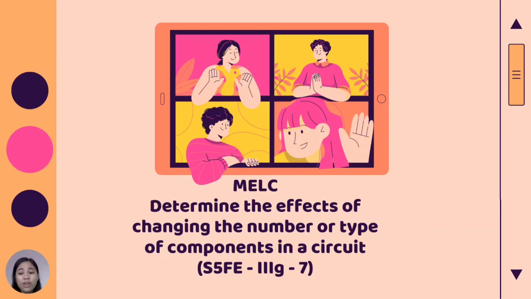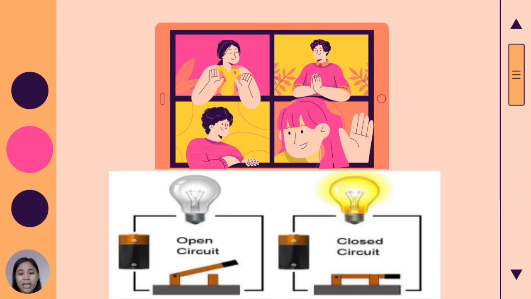In the previous lesson, you have learned that an electrical circuit has four parts: a source, light bulb, wires, and switch. You also learned that in an open circuit, electricity does not flow because there is a gap or no complete path from one end of the circuit to the other end. While in a closed circuit, the path of electricity is complete, allowing electricity to flow through it.